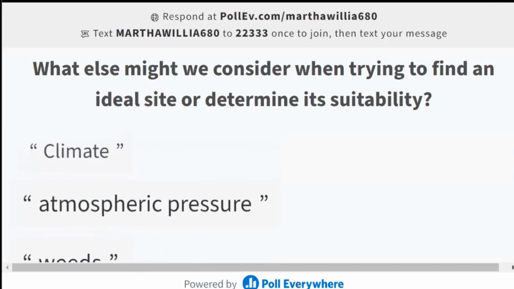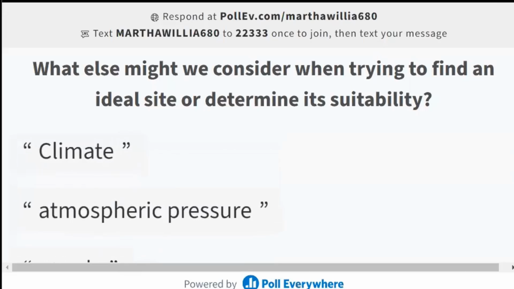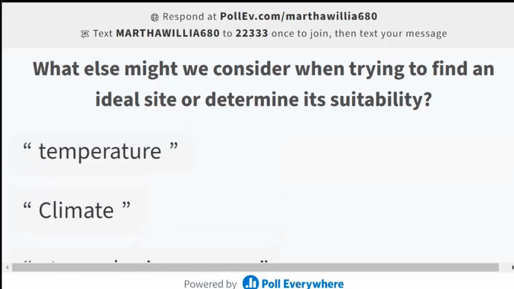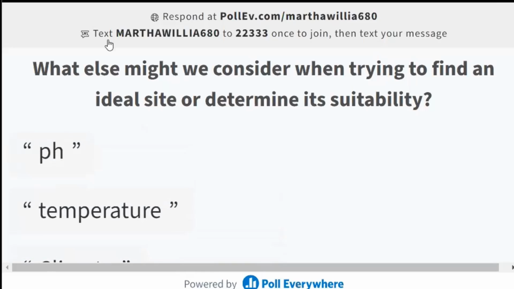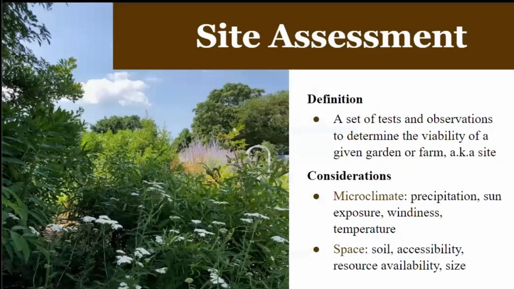Yeah, you're all naming really great factors that we do need to consider. A lot of the things are related to climate as that bigger umbrella. pH is the first time I'm seeing that one. So we're going to consider all of those things, but to learn about each of these things, we conduct a site assessment. That's what that process is about. And that's just a set of tests and observations to determine the viability of a site, like a farm or a garden.